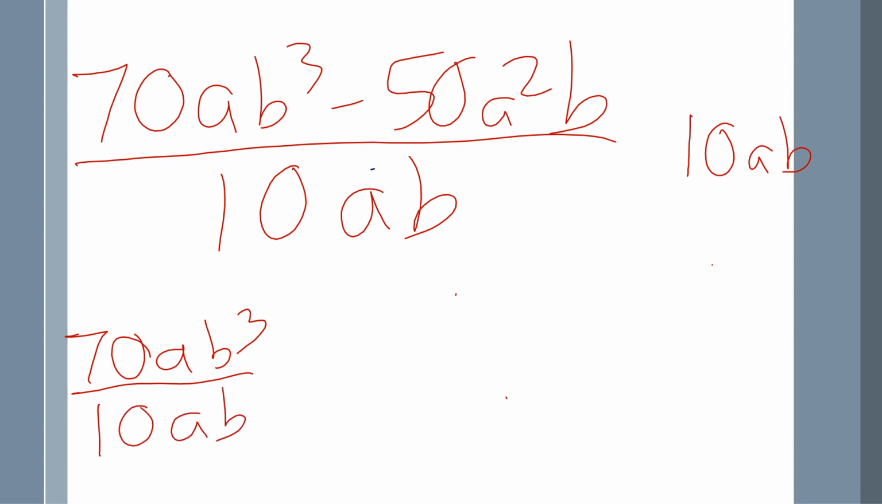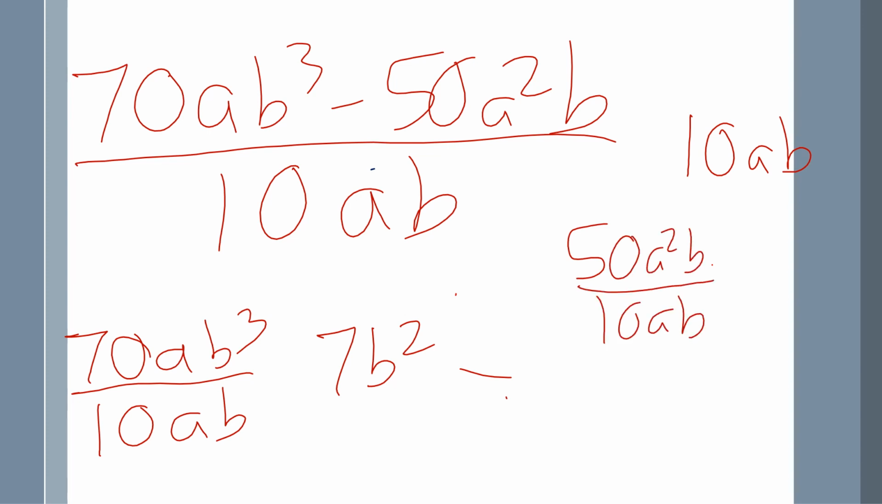All right, 70 divided by 10 is what? 7. A divided by a is just 1. B cubed divided by b is b squared. All right, so that's one piece. Let's put this other piece together: 50a squared b divided by 10ab. I'm left with what? 50 divided by 10 is 5. A squared divided by a is just a. B divided by b is just 1. So 7b squared minus 5a. That's how to solve this problem.